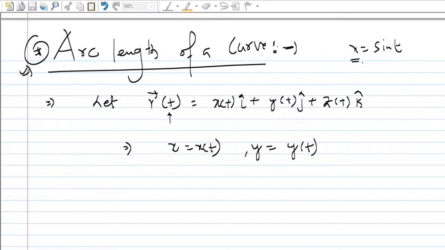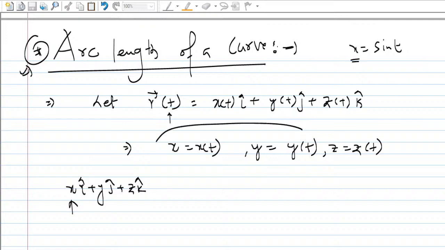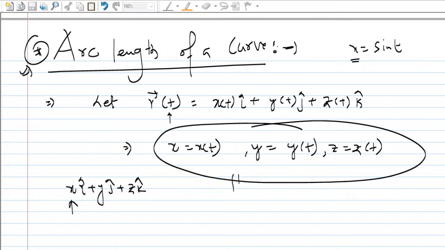So you can place, suppose any vector is given x i cap, y j cap and z k cap, right? In place of x you can plug x of t, y equal to y of t, and z equal to z of t, right? So this is the parametric equation, okay. You must know how to parameterize and when to parameterize, okay. So parameterization gives you an easy way of solving questions, right?